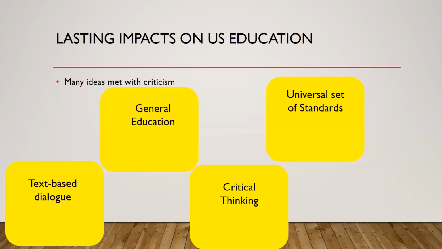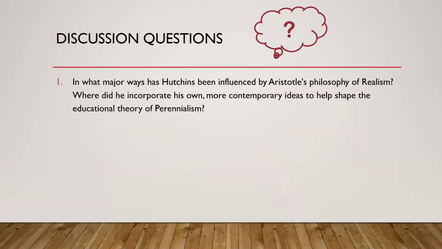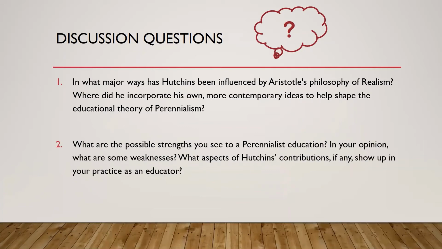That is the end of our presentation today, so I will end with our discussion questions that I brought up at the beginning of the presentation. The first discussion question is, in what major ways has Hutchins been influenced by Aristotle's philosophy of realism? Where did he incorporate his own more contemporary ideas to help shape the educational theory of perennialism? And the second discussion question is, what are the possible strengths you see to a perennialist education? In your opinion, what are some weaknesses? What aspects of Hutchins' contributions, if any, show up in your practice as an educator?